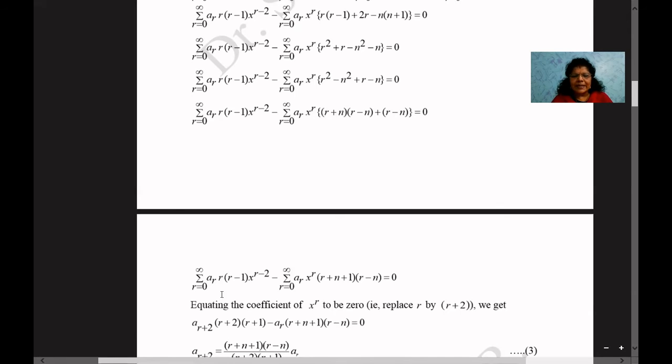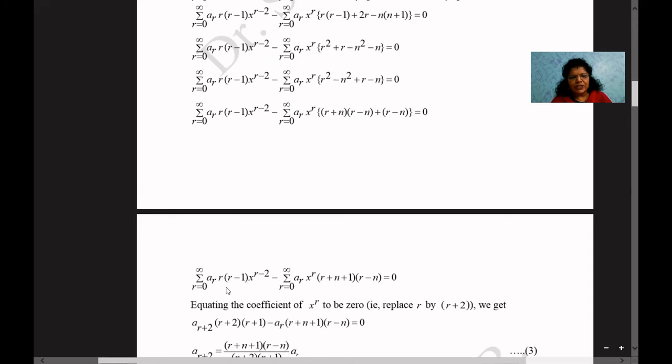Now I am equating the coefficient of x power r to get the recurrence relation. To write the recurrence relation, I want to equate the coefficients of x power r to be 0. When will you get x power r here? If I replace r by r plus 1, I'll get x power r. When will you get x power r here? Already it is obtained, so as it is we can write. And here, to obtain x power r, I have to replace r by r plus 2.